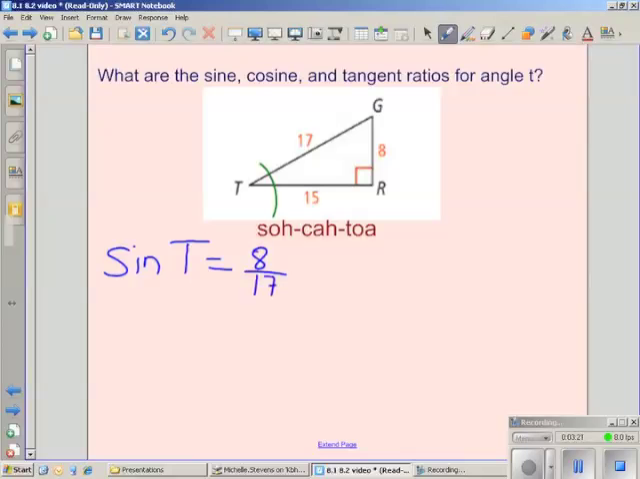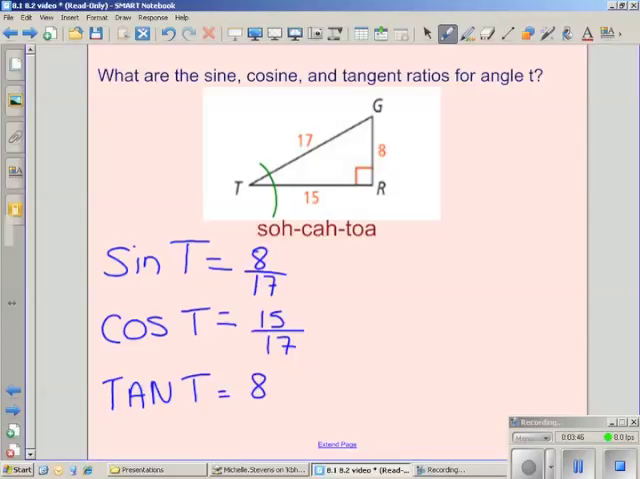If I want to find the cosine of T, COS, cosine of T equals CAH, so adjacent over hypotenuse. The side adjacent would be 15, and the hypotenuse, of course, is 17. Tangent. What is the tangent of T? And that's TOA, opposite over adjacent. So opposite is 8, and the adjacent is 15. So these would be the ratios for the sine, cosine, and tangent of angle T.